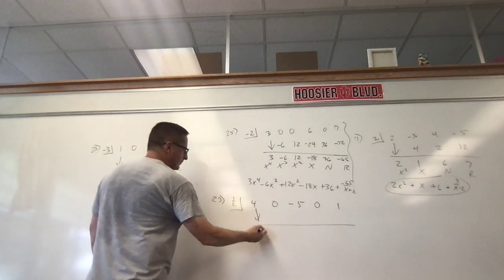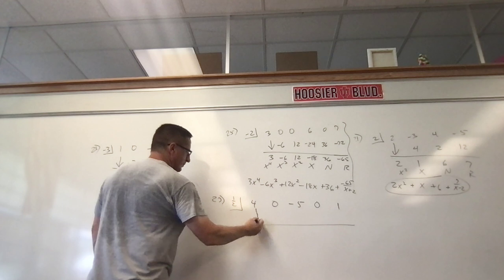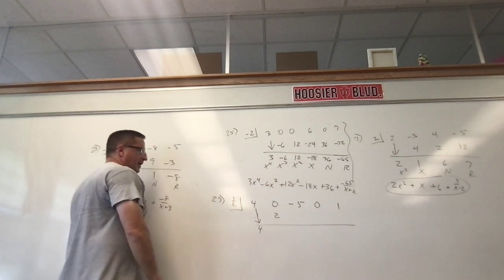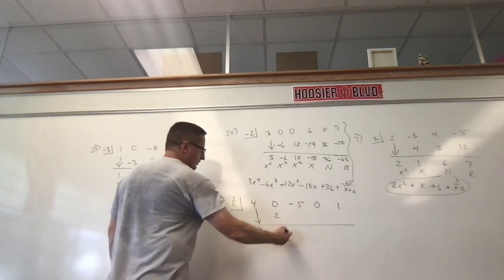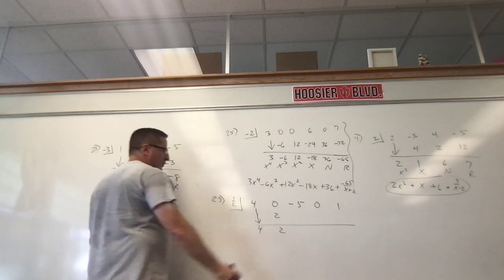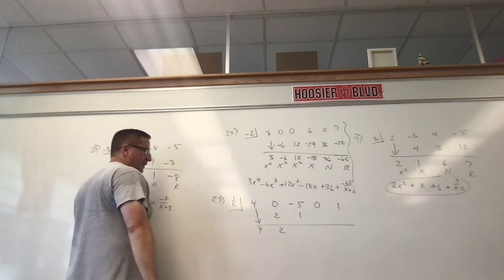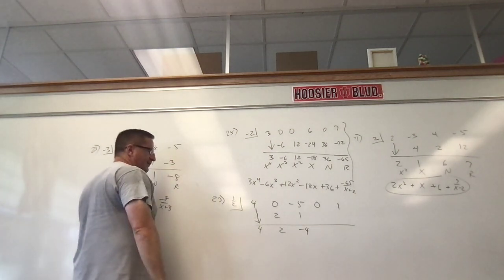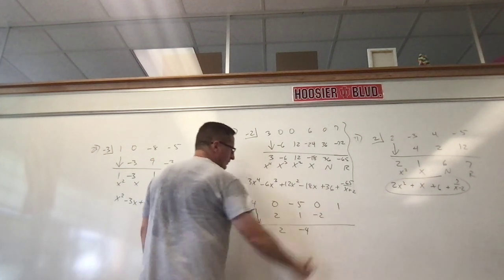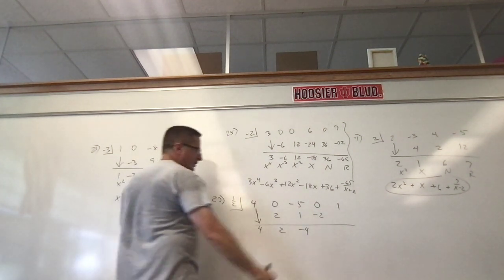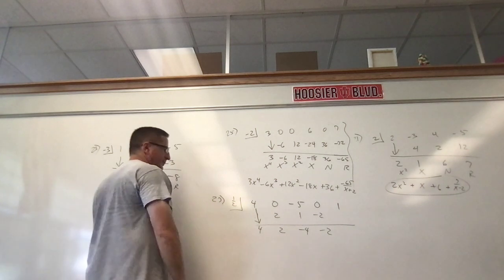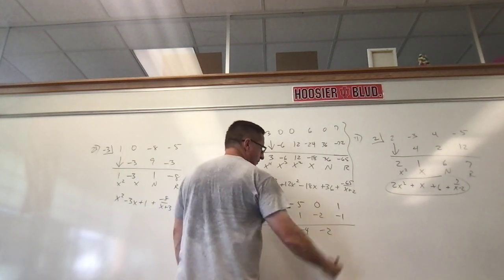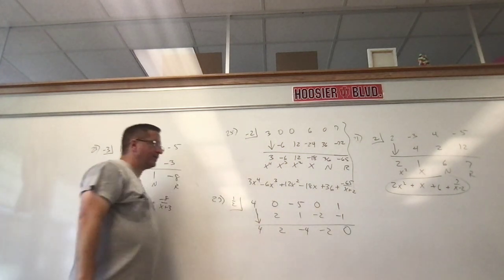Drop the 4. Half times 4, half of 4 is 2. Add 0 and 2, we have 2. Half of 2 is 1. Add 1 and -5, that's -4. Half times -4 is -2. Add 0 and -2, you have -2. Half times -2 is -1. Add those, we get 0.